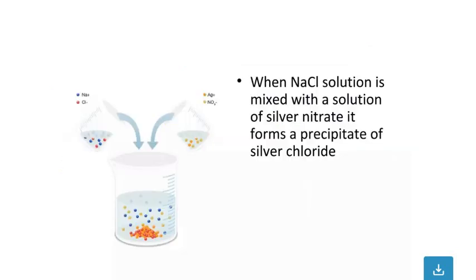You can see when sodium chloride solution is mixed with a solution of silver nitrate, it forms a precipitate of silver chloride. You can see the silver chloride precipitate. I repeat, when sodium chloride solution is mixed with a solution of silver nitrate, it forms a precipitate of silver chloride.